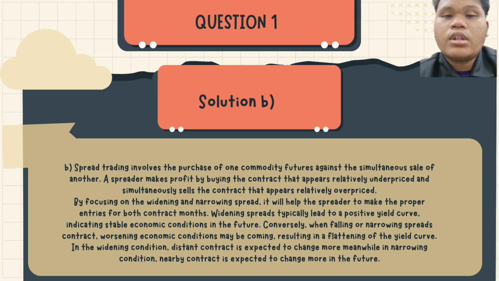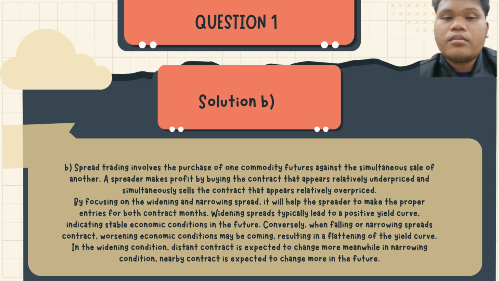Why do traders watch the spread? The spread can either widen or narrow. If the spread is widening, the distant contract usually changes more than the nearby contract. If the spread is narrowing, the nearby contract usually changes more than the distant contract. By predicting whether the spread will widen or narrow, the trader can decide which contract to buy and which contract to sell.